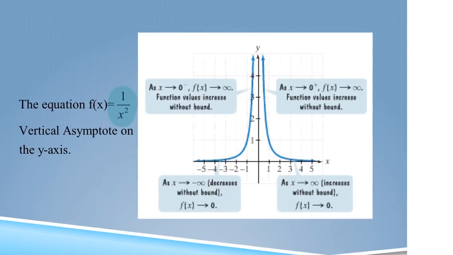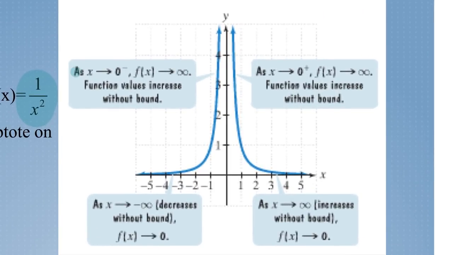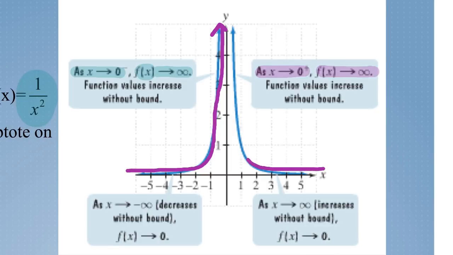Basically, if you read this, it says as x is approaching 0 from the left, my function is approaching positive infinity. So as my x is approaching 0 from the left, it's doing this, and then it turns and goes up to positive infinity. Without bound means it never stops. As x is approaching 0 from the right, f of x is also approaching positive infinity. So now I'm coming in from the right, it's getting closer and closer to 0, and my f of x, or my y, is getting bigger and heading towards positive infinity.